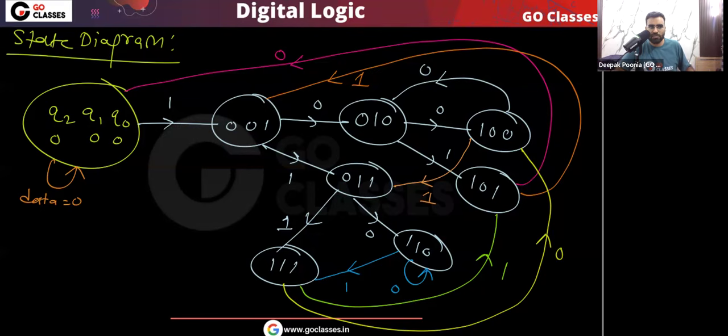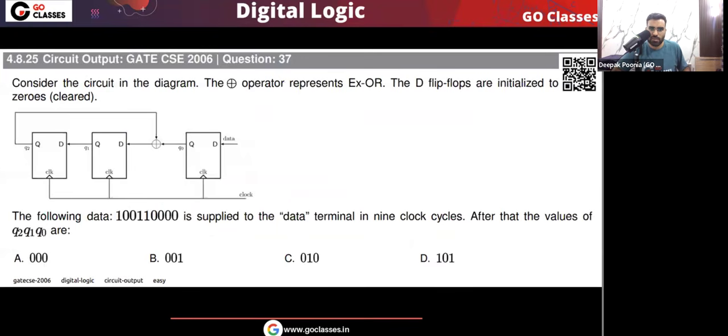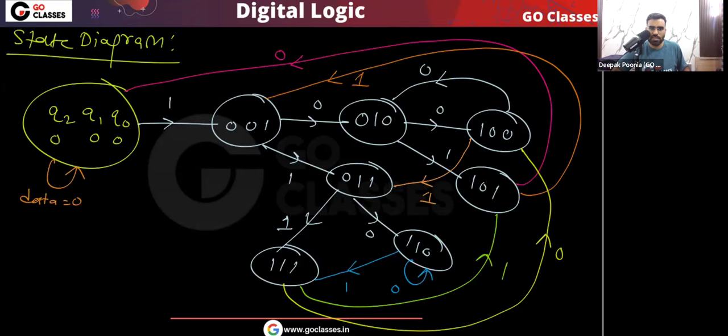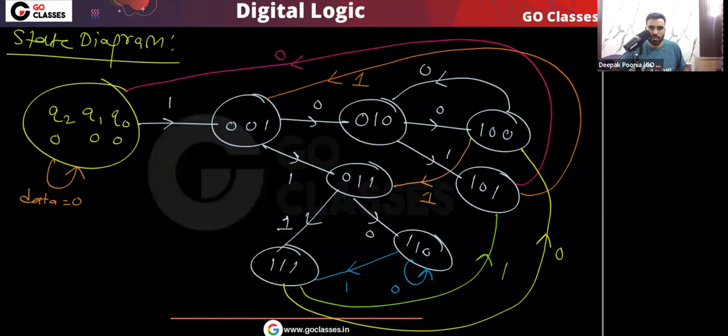Now once we have this state diagram, let's see how to solve this question. In the question, focus on the sequence that is given to you. We have this state diagram, and remember the initial state is 0 0 0. Now let's solve this.